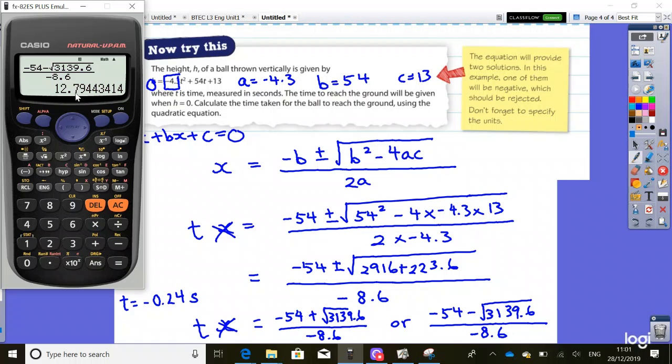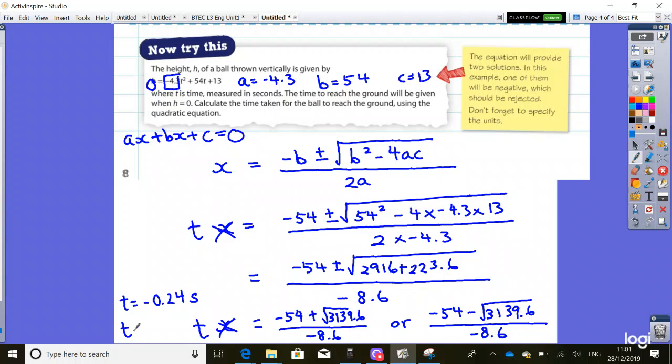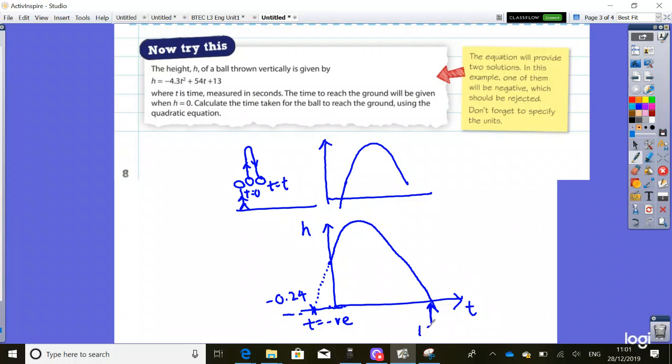They want 2 decimal places in the exam, so t equals 12.79 seconds. That means the ball will fall to the ground at 12.79 seconds, and that applies on the graph here, 12.79. Okay, so there we are.